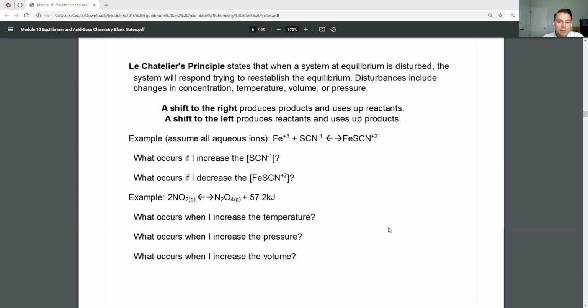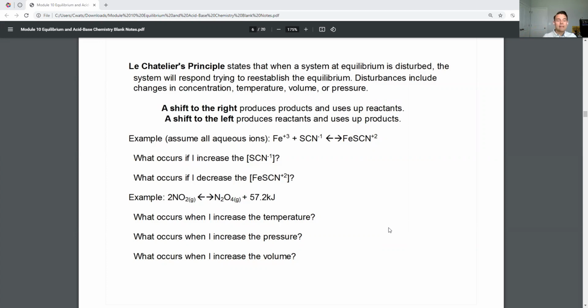So Le Chatelier's Principle states that when a system at equilibrium is disturbed, the system will respond trying to reestablish the equilibrium. Disturbances include changes in concentration, temperature, volume, or pressure. So basically, you have something at equilibrium, like an equation, whatever, and then something happens to it. You add something in, you take it out, you change the container size, and that's going to affect what happens.